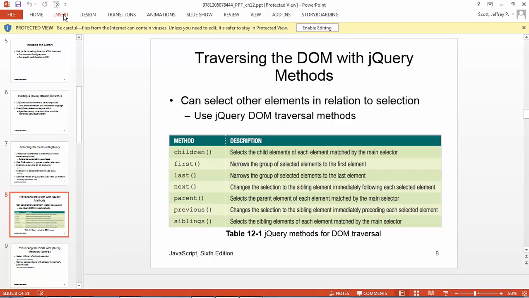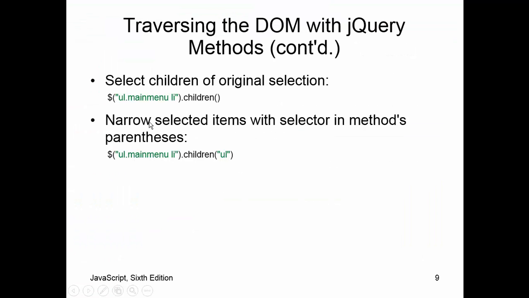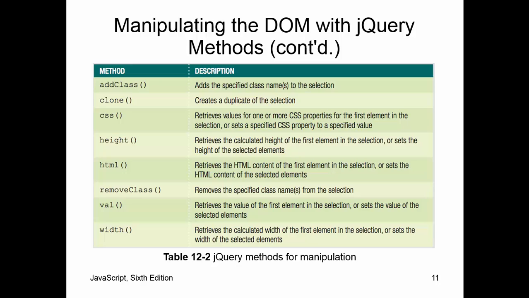So, some examples of traversing the DOM using jQuery. What ends up happening once you start using jQuery and getting used to using jQuery, all right, you don't want to just do things with JavaScript anymore. As it says, plain JavaScript is JavaScript without jQuery. The jQuery API has stuff that's set up for you so you end up writing less code. Here are some of the methods you can use to manipulate things.